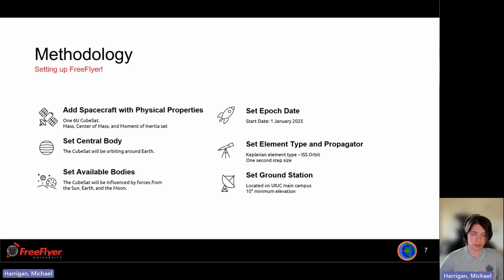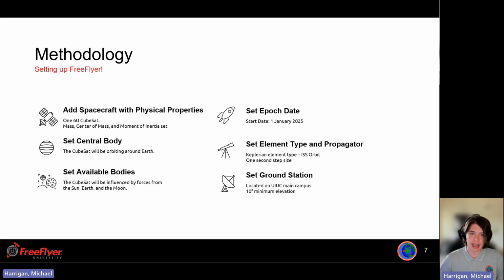For this mission, we'll be orbiting around Earth. We set the available bodies. Just for simplification purposes, we are only using the sun, the Earth, and the moon. We planned to have this launch in the first quarter of 2025. So we set the epoch date of January 1st of that year.